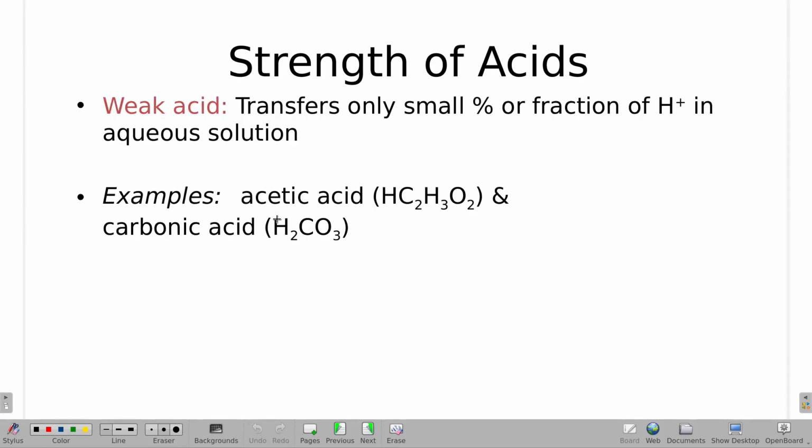Alright, examples of weak acids. Almost anything that we don't include as our strong acids that has the word acid could work in. So acetic acid, vinegar, is a weak acid. Carbonic acid is also a weak acid.